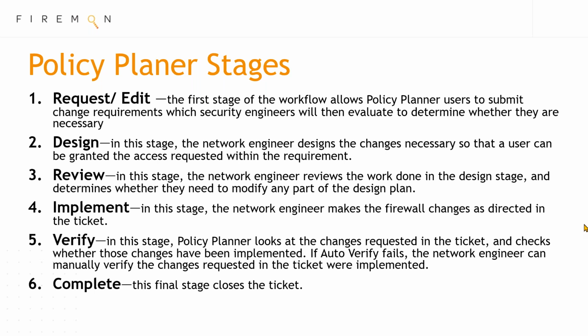And they would do that in the next stage, which is design. In the design stage, the request has been submitted by a user saying, I need access from A to B over port C. And then your security person will come in here, grab that ticket and design the actual changes necessary so that the connectivity being requested within the requirements is actually enabled. Policy Planner at this stage can also make recommendations on what firewall changes need to actually be done in order to give that person that connectivity, or it can also potentially tell your security people that they don't need to make any changes because that access is already permitted, and it'll tell you which rules are doing it.